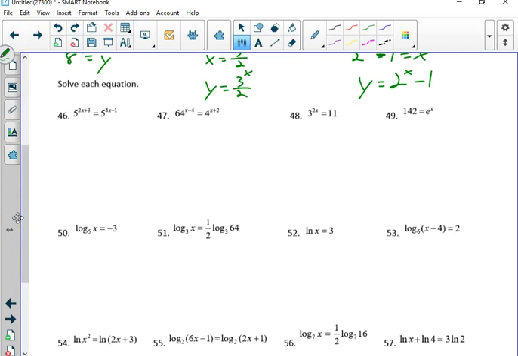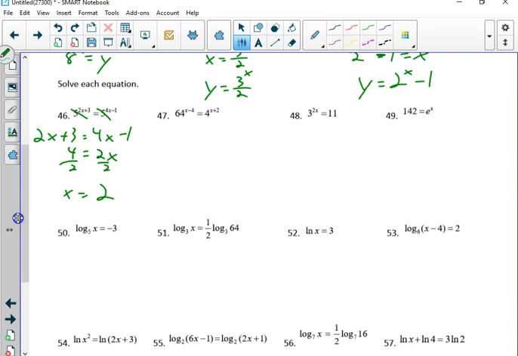Okay. We have the same bases. They're gone. It's simply 2x plus 3 equals 4x minus 1. At which point, I'm going to subtract 2x from both sides and get 2x over here. I'm going to add 1 to both sides and get 4. Divide by 2, x equals 2.